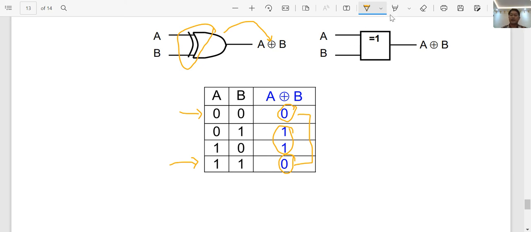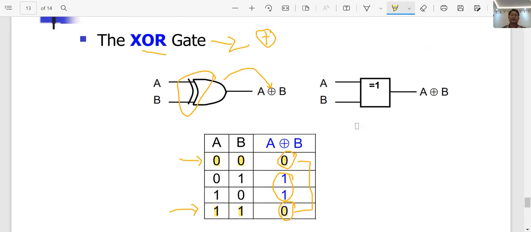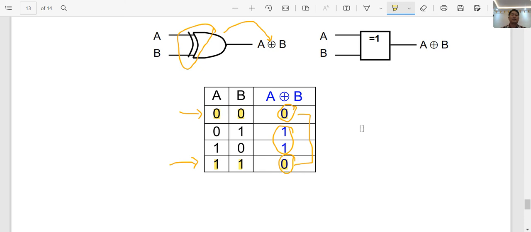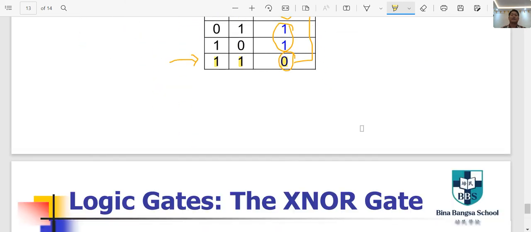So an example here is 0 0, and the other one is 1 1. Both A and B are 0, and both A and B are 1. The output is always equivalent to 0. Otherwise, the output is equivalent to 1. So that's what we call the XOR gate.